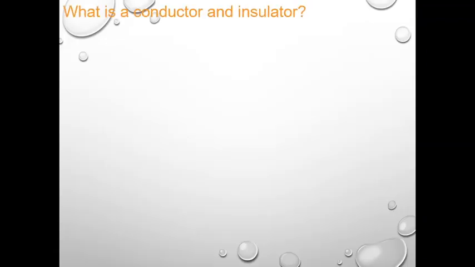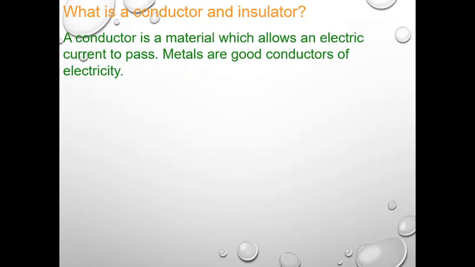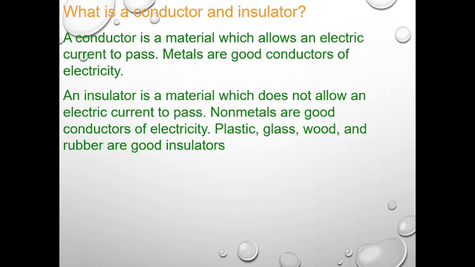Guys, what is a conductor and an insulator? I hope that you remember all these definitions from our previous lesson. A conductor is a material which allows an electric current to pass. Metals are good conductors of electricity. An insulator is a material which does not allow an electric current to pass. Non-metals are good insulators. Plastic, glass, wood and rubber are good insulators.